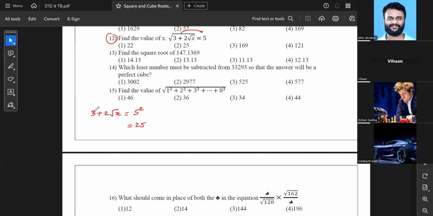Okay. Now the next target is to send 3 to the other side. When you send 3 to the other side, you are left with 2 root x on the left hand side, and on the right hand side this plus 3 becomes minus 3. Now 25 minus 3, you have 22. Now the next target is send 2 to the other side. This is multiplied by 2. It goes to the other side. It becomes divided by 2. That becomes 11. Now send the square root to the other side. Now square root to the other side, it goes as square. Now the answer is 121. Hence your answer is 121, option 4.